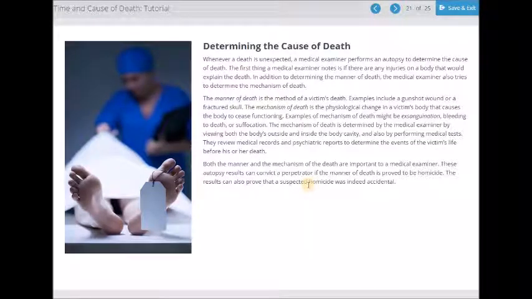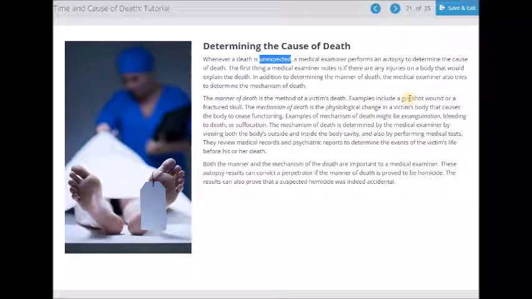Now, not all people that die get an autopsy. In fact, most people that die do not have an autopsy performed. But sometimes if it's unexpected or it's just for some reason a little hinky, then an autopsy will occur. Now, the manner of death is the method of a victim's death.